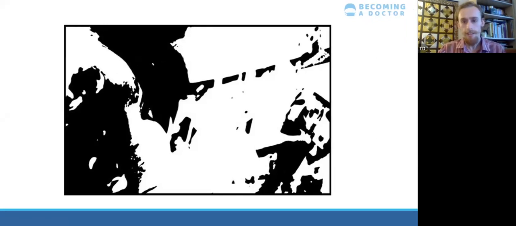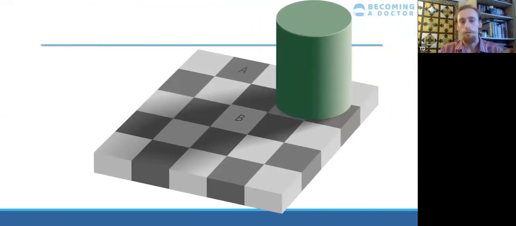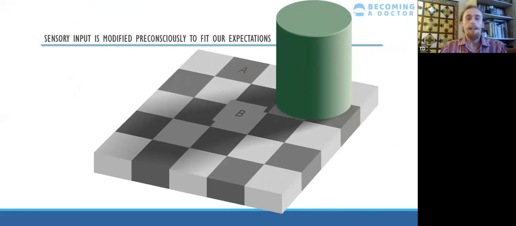So that's interesting, isn't it? And here's a little optical illusion that I'm sure you're very familiar with. Look, the squares are actually the same color, even though they look different colors. The point I'm trying to make is that the sensory input we perceive is modified a lot pre-consciously, before we're even aware of it, to fit our expectations, our pre-existing models about how the world is, all sorts of things.